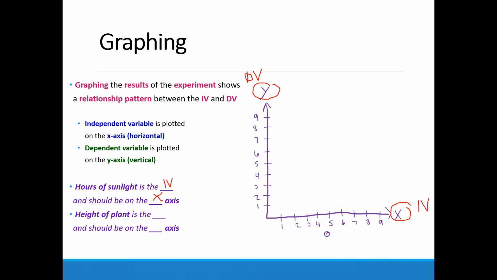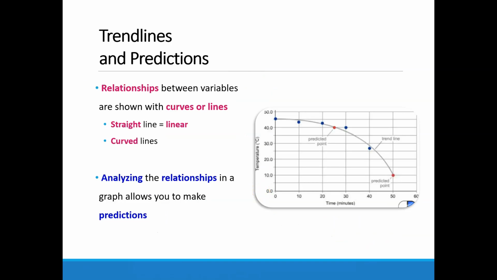So when we talk about sunlight in hours, this is on our x-axis because it is our independent variable, whereas the height of our plant was our dependent variable and should therefore be on the y-axis. So when we talk about the height of the plant, that is going to be our dependent variable on the y-axis. Okay, now the whole purpose of graphing, again, is to show relationships between variables.